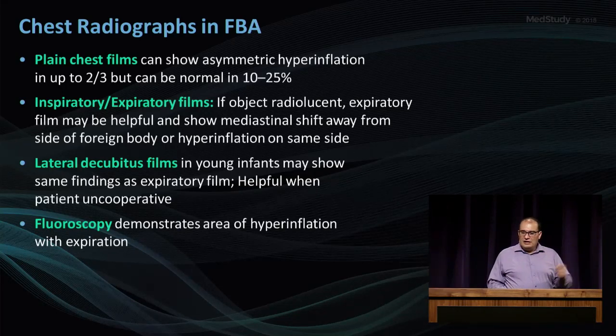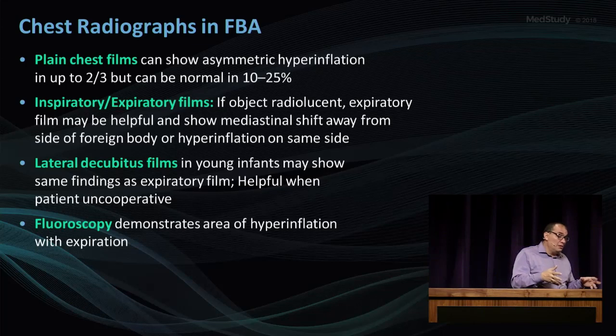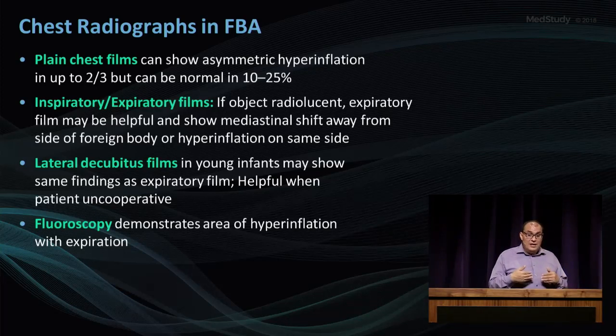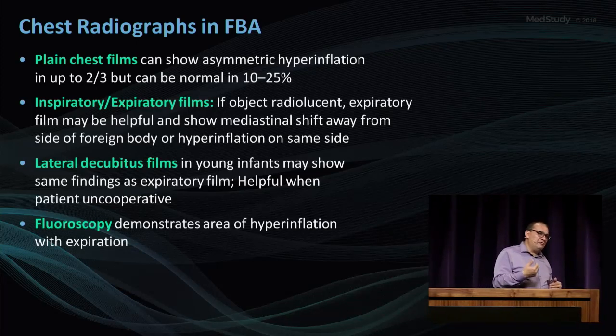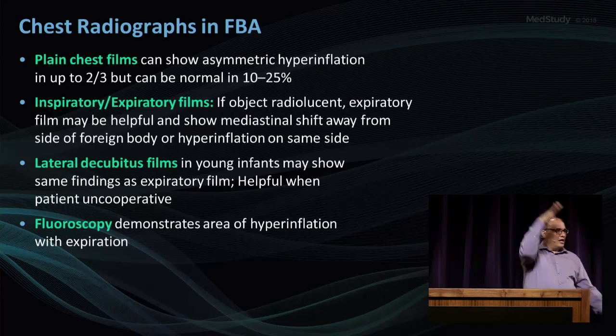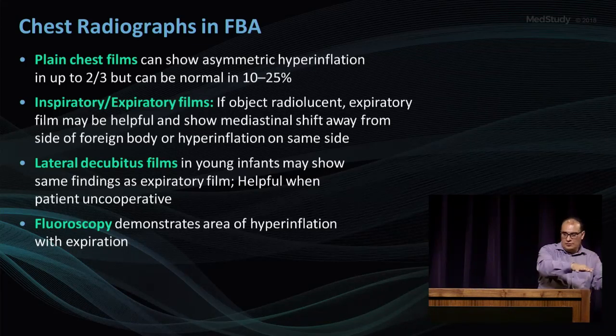X-ray. If it shows asymmetrical hyperinflation, and most probably that happens if it's a complete obstruction, which is up to 2/3, they said, okay, but it could be normal. But you may not be lucky and it has a valve effect, where, if the kid can do an expiratory film, as I explained before, in the expiratory film you will trap air and hyperinflate and push the mediastinum to the other side.